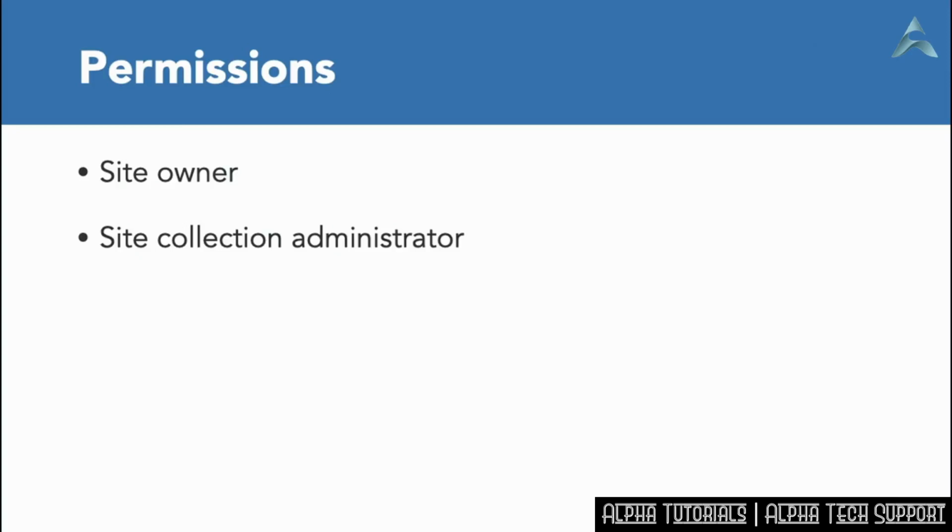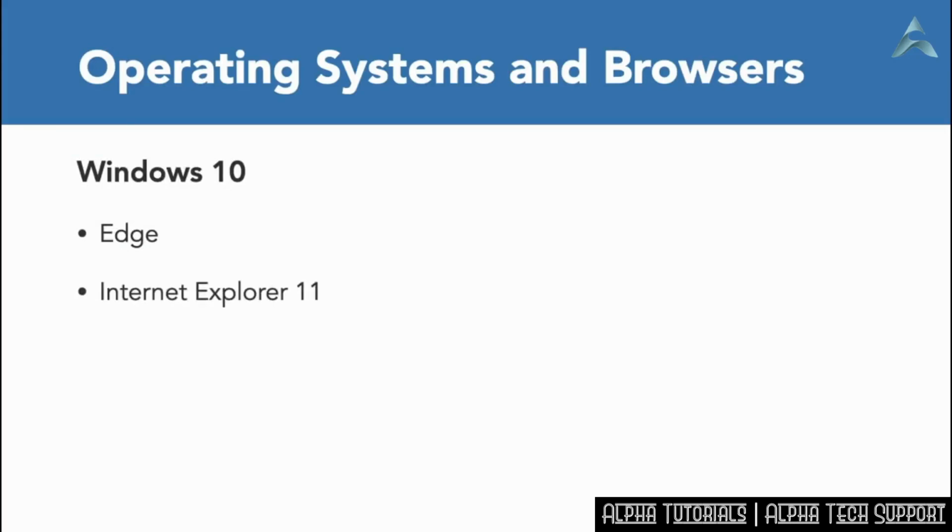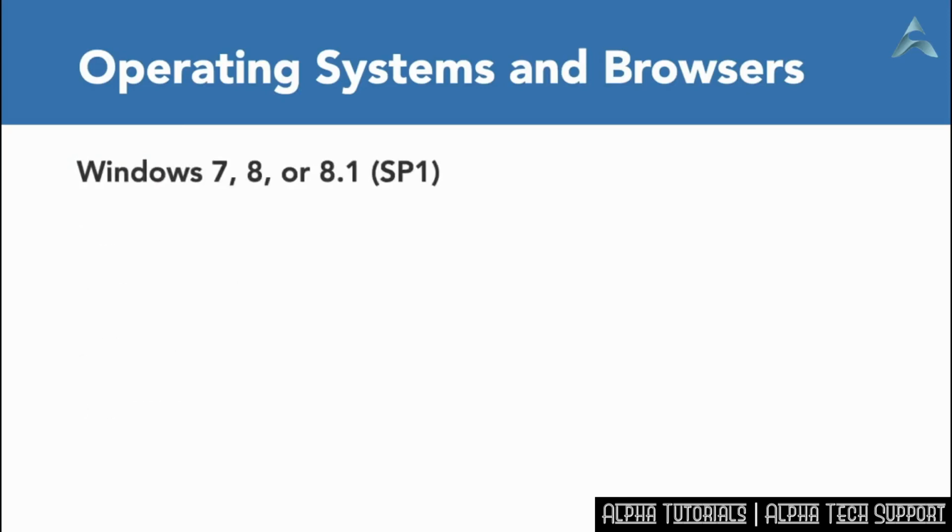We access SharePoint Online with the browser, and not all browsers are created to work with SharePoint, so let's look at the browsers that are. If you are using Windows 10, you can use Microsoft Edge or Edge Chromium, Internet Explorer 11, or the latest versions of Firefox or Chrome. If you're using older versions of Windows, like Windows 8, 8.1, or Windows 7 with Service Pack 1, you can use Internet Explorer 11, and again, latest versions of Firefox or Chrome.